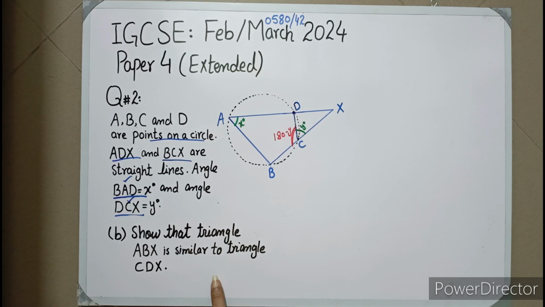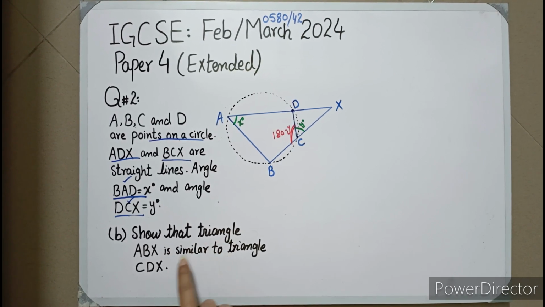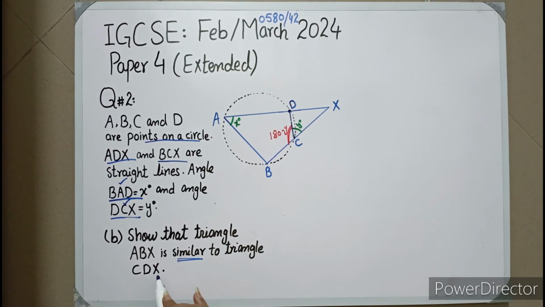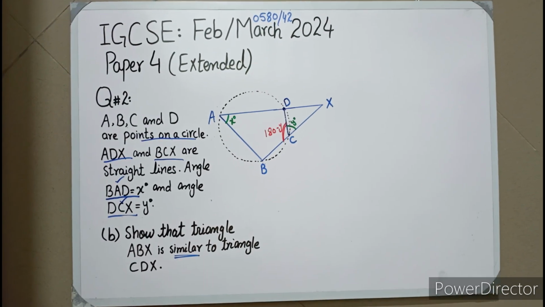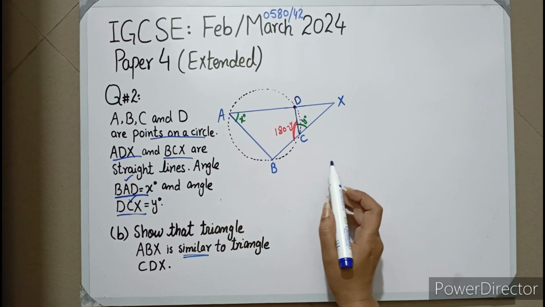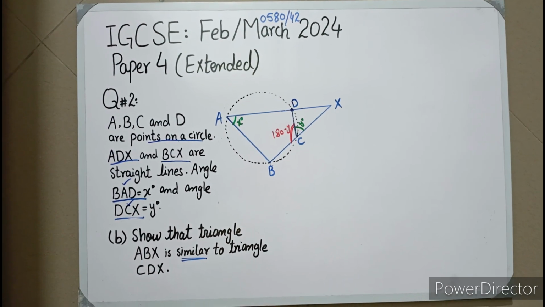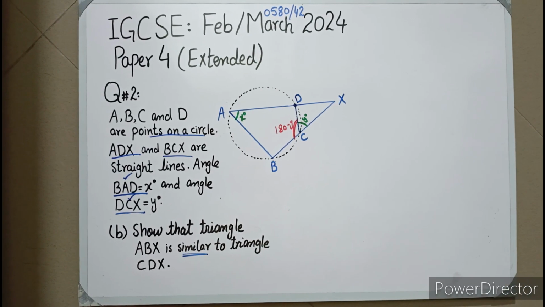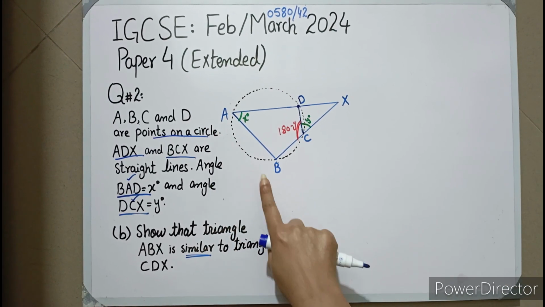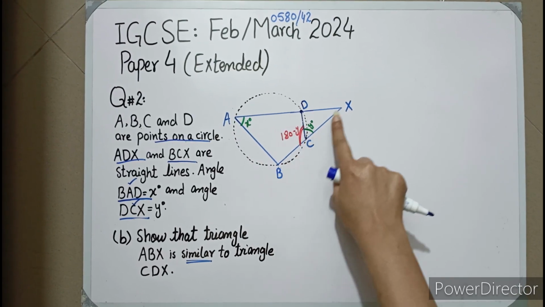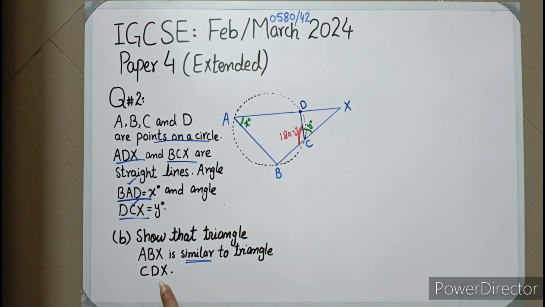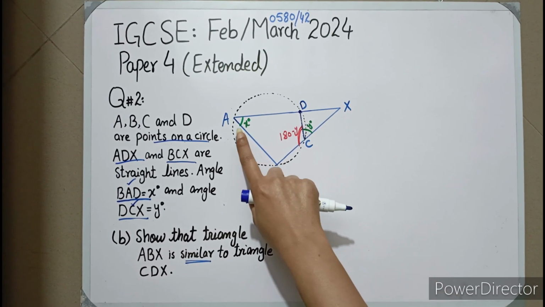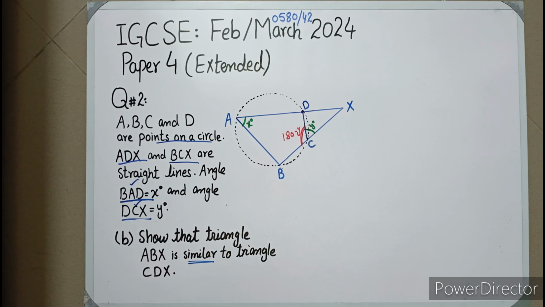The B part of the question says, show that triangle ABX is similar to triangle CDX. It means that you have to show the similarity of two triangles. Basically, you have to understand what the two triangles are in the figure. This is ABX, it means you are going to take this bigger triangle. The next triangle is CDX. It means you have to make them similar by logic.